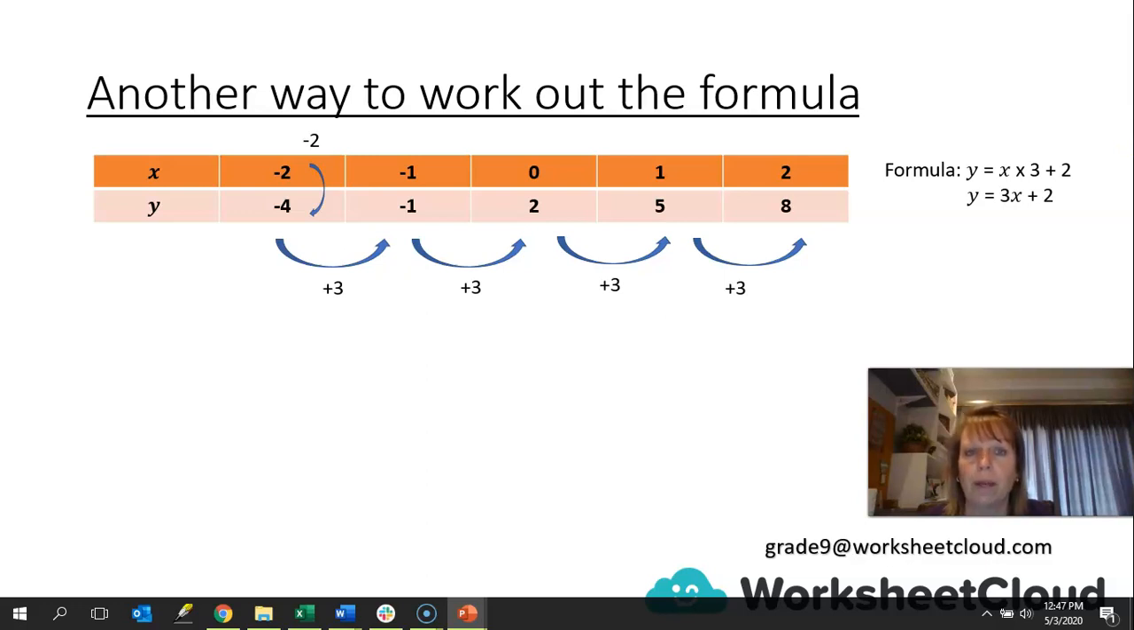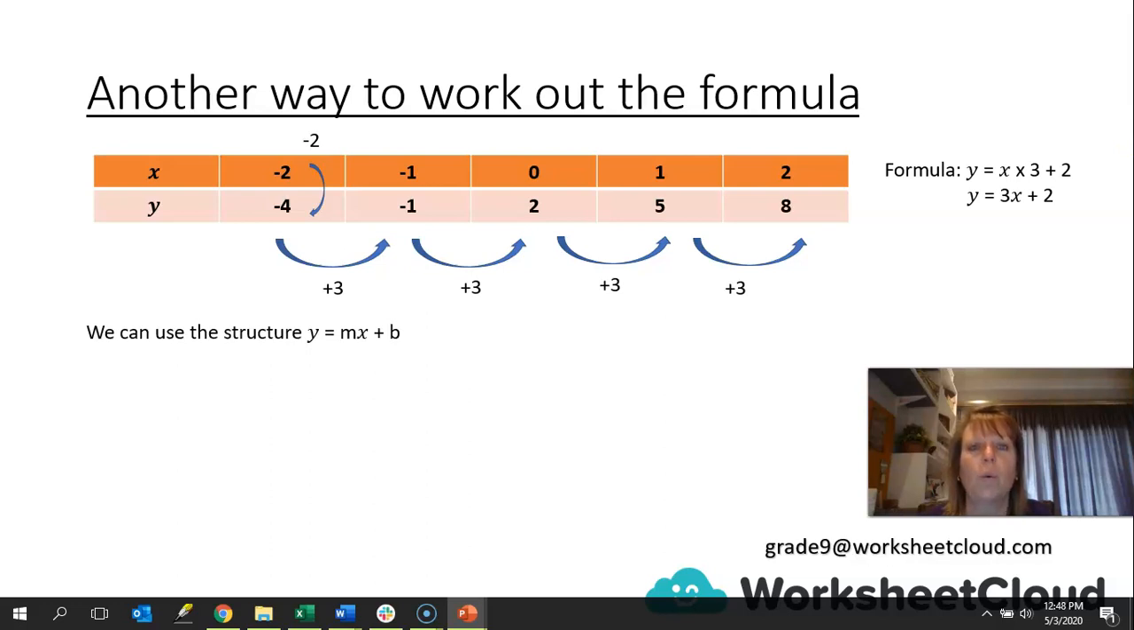Absolutely nothing wrong with that. It's just that it's very handy when the x values are in sequence. What happens if they're not? Let's have a look with this example how we can work out the formula in another way. And this applies to a sequential form of x or a non-sequential form. Okay, let's have a look.